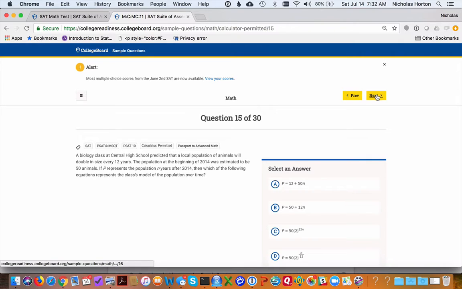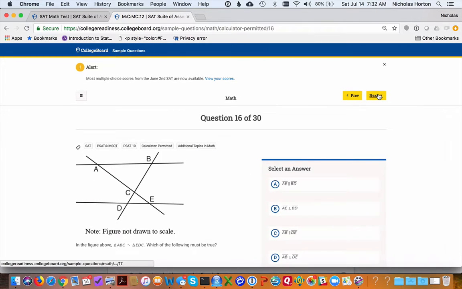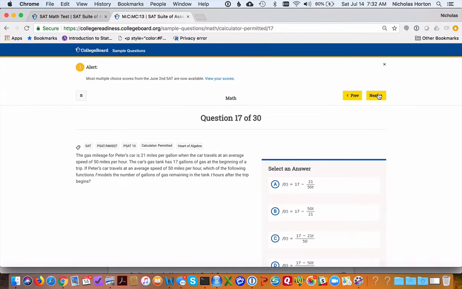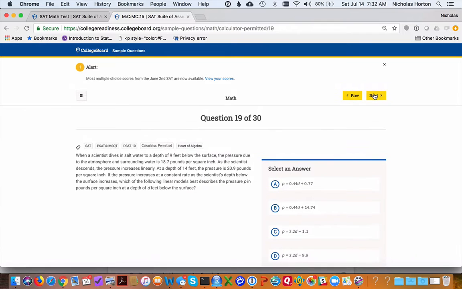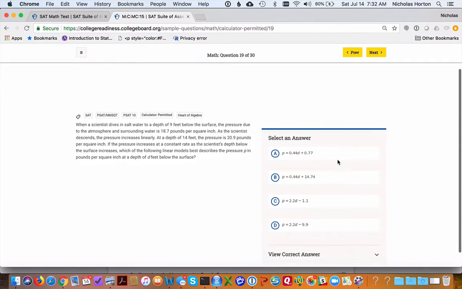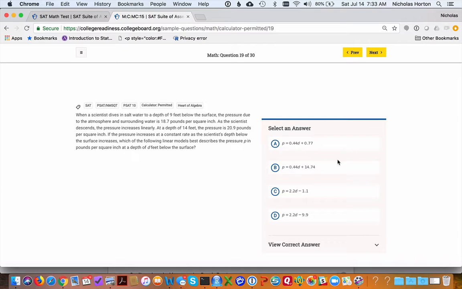Number 15, thinking about some exponential growth. 16, another one of the additional topics in math. 17, thinking about gas mileage problems. Again, important math literacy kinds of things in here. Toll rates and trying to understand how those relate. This is really the heart of algebra, is the flag on it. Then question 19 is really thinking about another one of these linear equations.